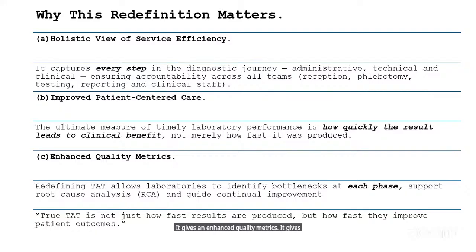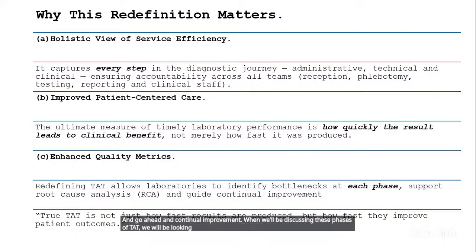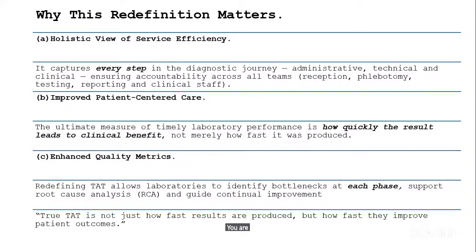It gives enhanced quality metrics in the sense that redefining TAT allows laboratories to identify bottlenecks at each phase, support root cause analysis, and guide continual improvement. When we discuss these phases of TAT, we will be looking at what could be the problem, what can cause delays, and what we can do to improve those processes to make sure that we conform to our turnaround time. And colleagues, turnaround time must be established and effectively shared with the clients.